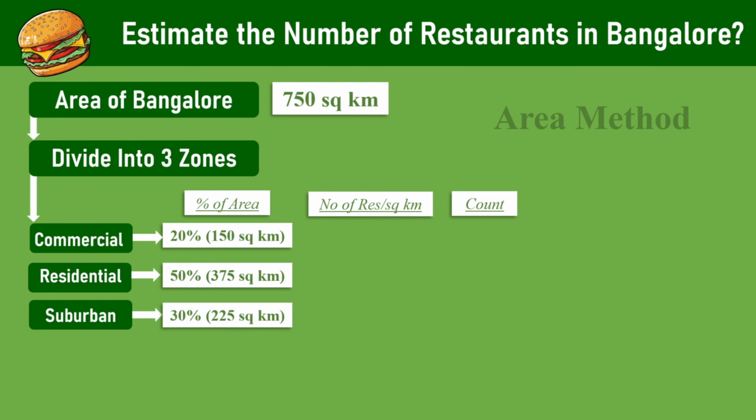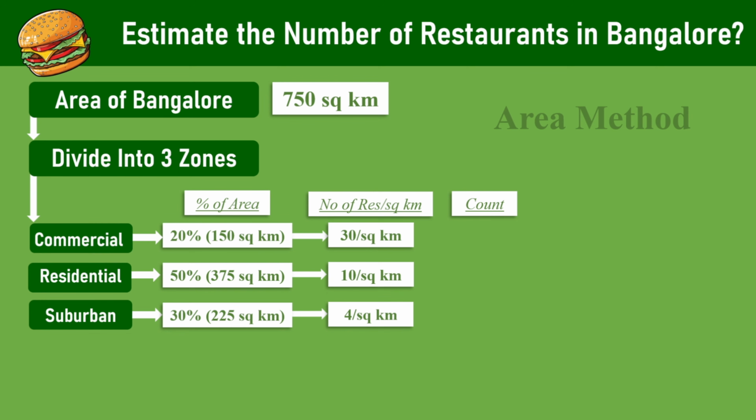Now we find out the number of restaurants in 1 square kilometer of each zone, since each zone will cater to a different group of people and will have varying demand. Commercial zone will have the highest number of restaurants per square kilometer since there is a larger group of people to cater to and thus more restaurants will be required. So we assume around 30 restaurants per square kilometer in the commercial zone. In the residential zone, people have a choice to either dine in or dine out. So the number of restaurants will be lower, around 10 per square kilometer. And finally, the suburban zone, which connects the city to expressways and highways, will have very few restaurants like dhabas, and thus we assume around 4 restaurants per square kilometer in the suburban zone.